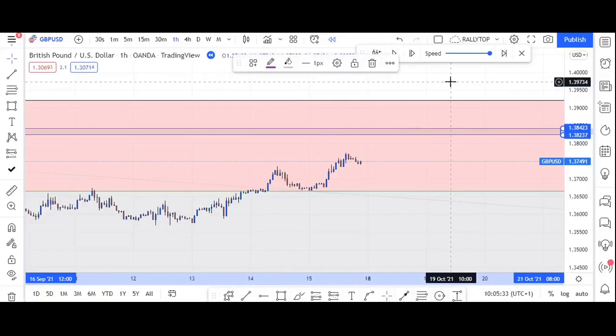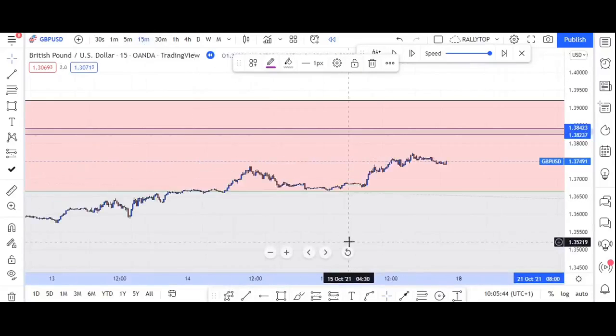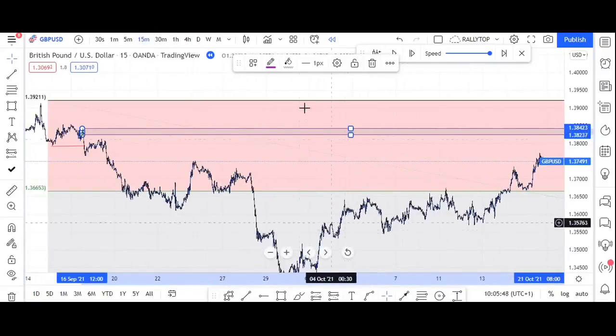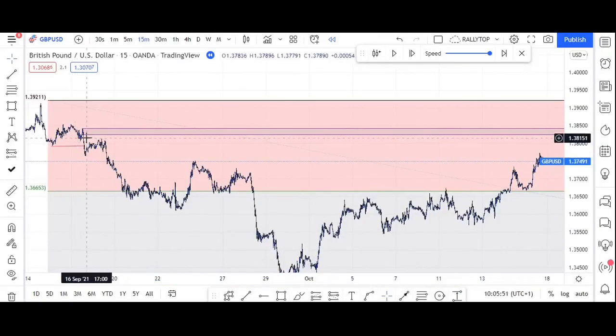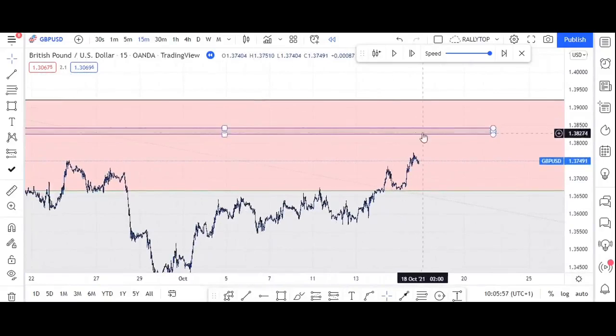Patience is key in this business. All right, so we can now go to that 15 minutes for you to see what exactly. All right, so you can see this is that 15 minutes OB, isn't it? So we are expecting price now to come up into this OB and push down and drop. All right, that's what we are expecting.